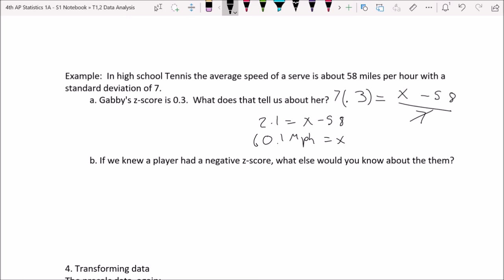Part B. If we knew that a player had a negative z-score for their serve, what else would we know about them? What do you think? We would know that their serve is slower than average. And if they're playing on my team, I hope that their serve has a lot of spin to it, because they're going to need something to make up for that fact.